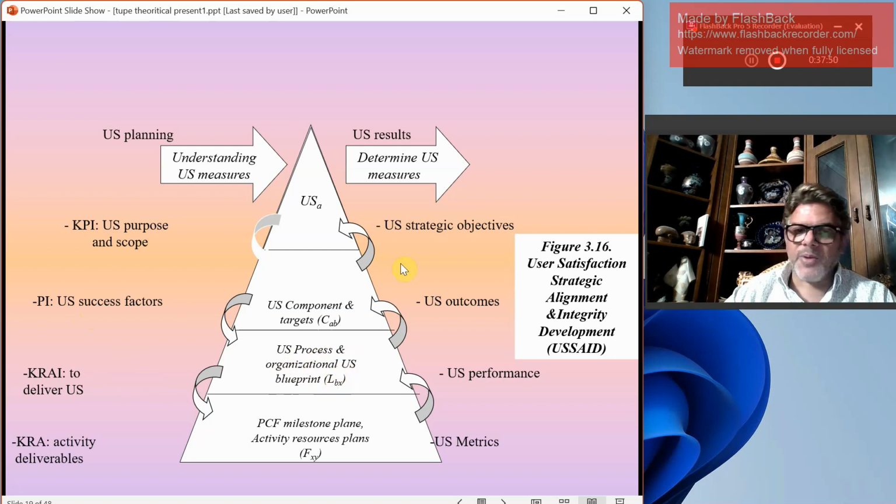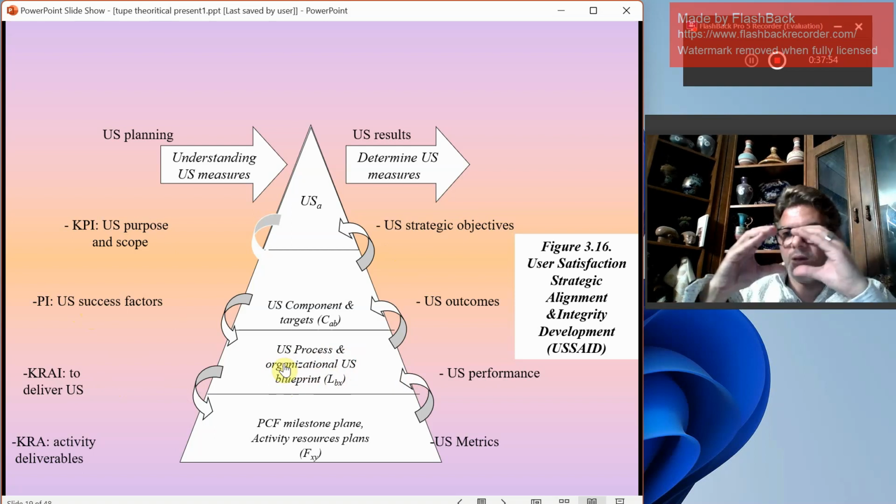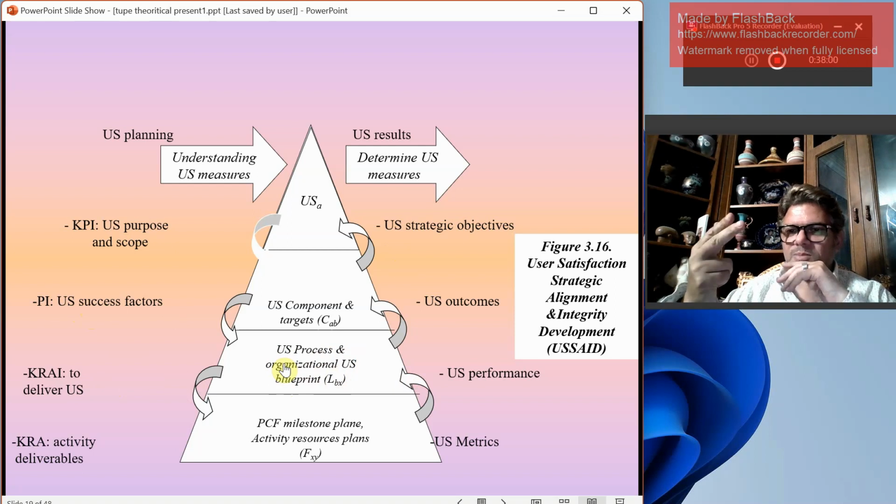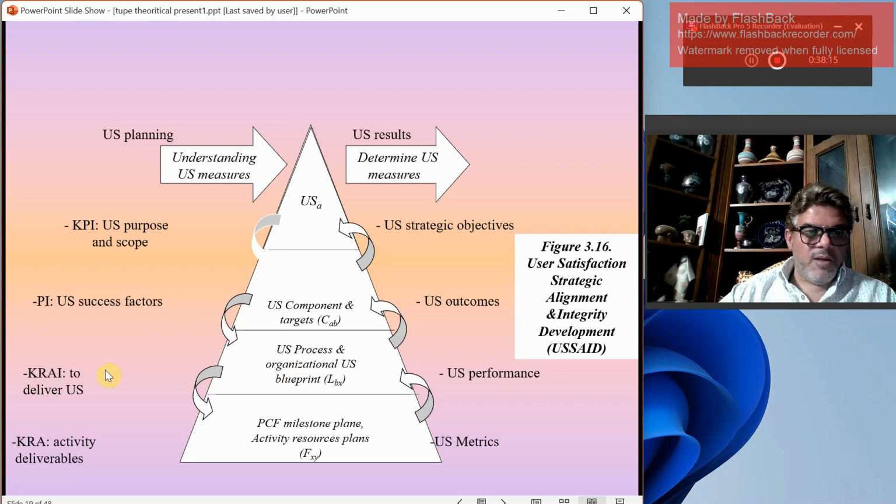See, the APQC process classification framework, it's a very big life cycle. It contains the business, the product, and the user. So it's perfect. Okay. So I have the three lifetimes in one big life cycle. That's why I was very happy to find it. Okay, so key result area indicator to deliver user satisfaction.